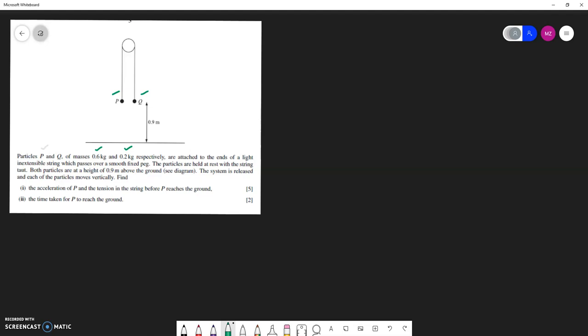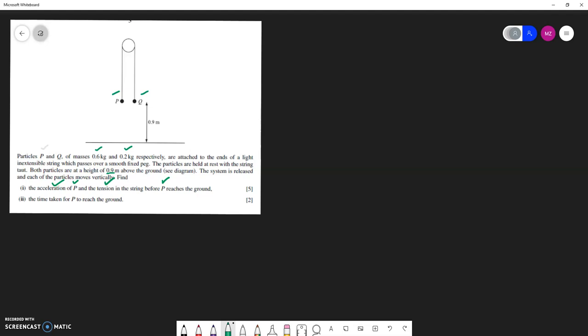Both particles are at a height of 0.9 meters from the ground. The system is released and each of the particles moves vertically. Find the acceleration of the particle P and the tension in the string before P reaches the ground. In the second part, we need to find the time taken for P to reach the ground.